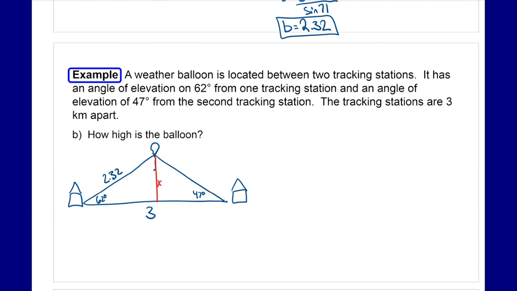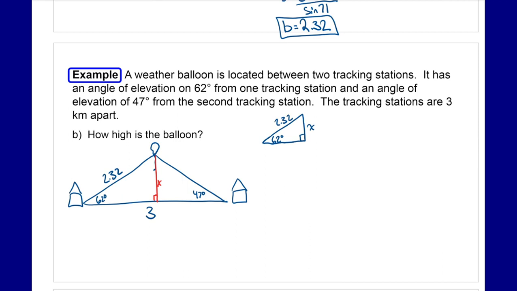So how can I find that measurement? Well, the balloon and the ground should theoretically make a right angle. So I actually have a right angle triangle here with an unknown height, a hypotenuse of 2.32, and an angle of 62. Now, we don't know what the bottom length is, but that's okay because we don't really need it, because we have enough information here to solve for this missing side length.